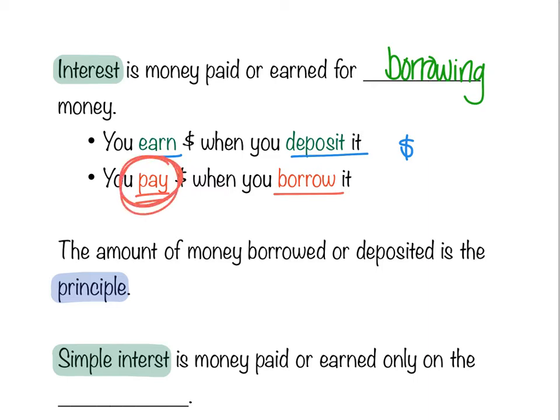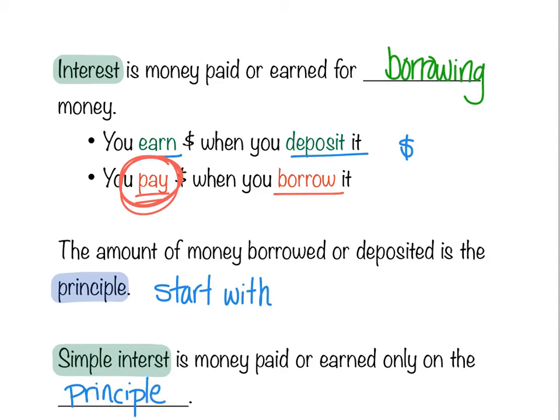Okay, so some vocabulary for us. The amount of money borrowed or deposited is called the principal. So that's the amount that you start with. If you open an account and you put $500 in a savings account, that's your principal. If you are buying a car and you borrow $7,000 from the bank, then that $7,000 is your principal. And simple interest is money paid or earned only on the principal.